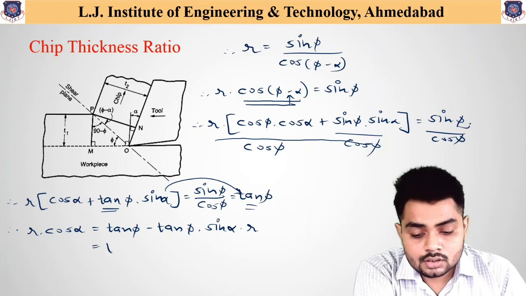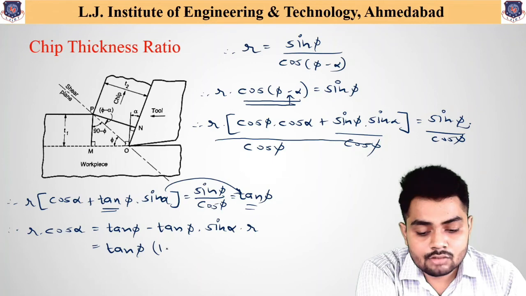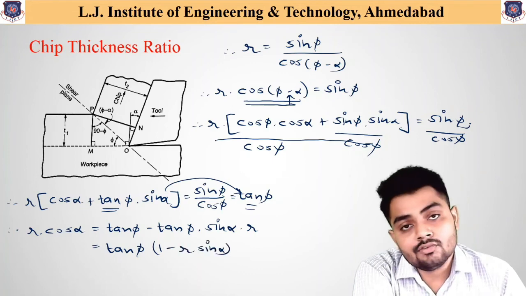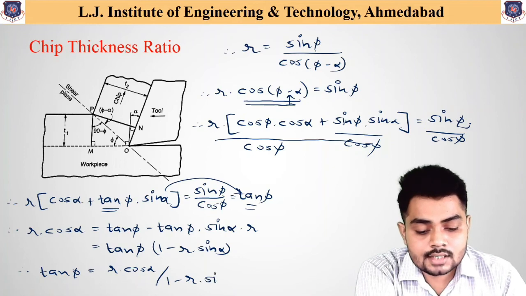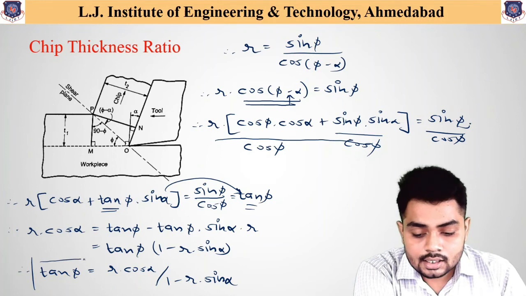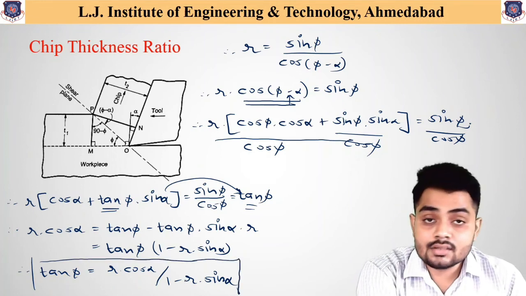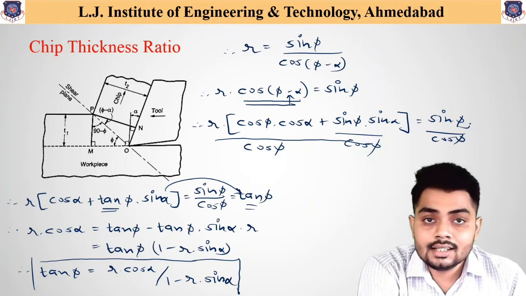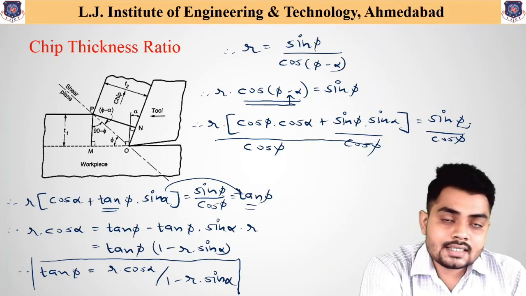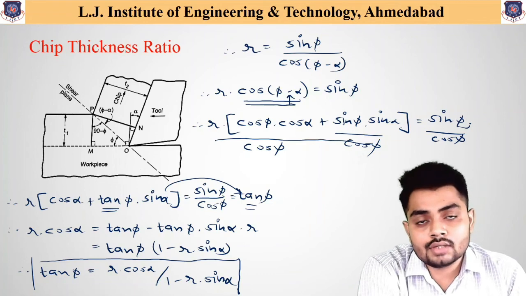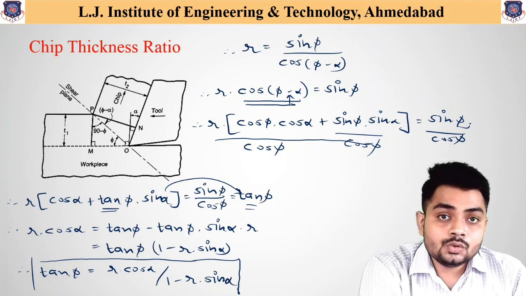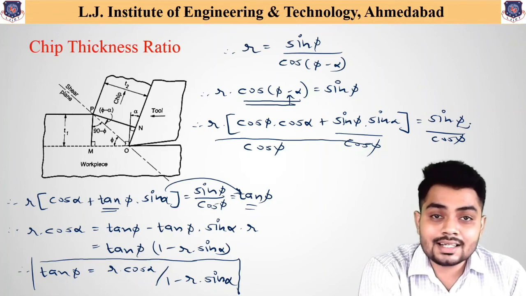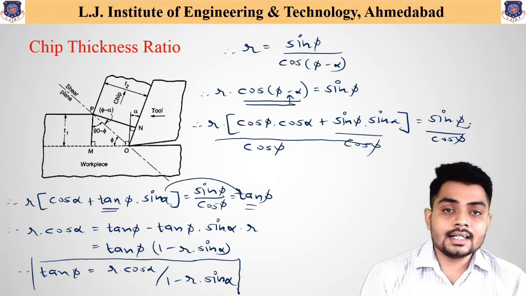So now taking common value tan phi, it will become 1 minus r sin alpha. So in the form of tan phi, we can write this equation as r cos alpha divided by 1 minus r sin alpha. So this is another modification of the final equation. This equation again gives the relation between chip thickness ratio, shear angle and the rake angle. So there are two different variations available. Based on the given values, you can consider either of the two equations for the examination or calculation point of view. I hope you have understood how to derive this equation from simple mathematical steps, by considering two important triangles and how to write the angles available in them.